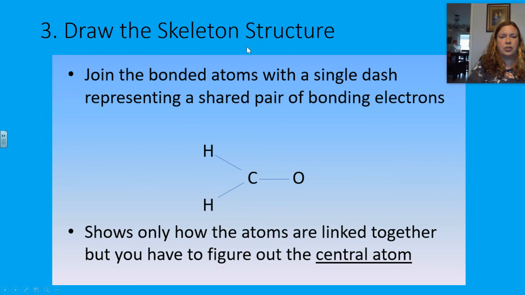Now we're going to draw the skeleton structure. What that means is we're going to draw these bonded atoms with just a single line representing a shared pair of bonding electrons. What I want you to see here is that this bond between carbon and oxygen actually indicates 2 electrons: 2 electrons for oxygen and 2 electrons for carbon. This bond between hydrogen and carbon indicates 2 more electrons. And here we have carbon with hydrogen. Again, that line indicates 2 electrons. So each line or each bond indicates 2 electrons. Therefore, a double bond will indicate 4 electrons, a triple bond will indicate 6. The skeleton structure only shows how the atoms are linked together, and we had to figure out the central atom, which is carbon in this case.